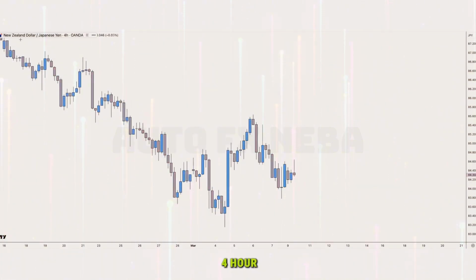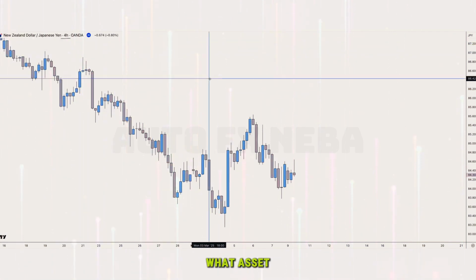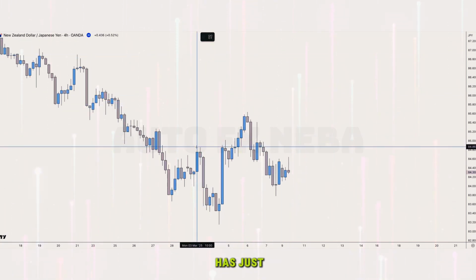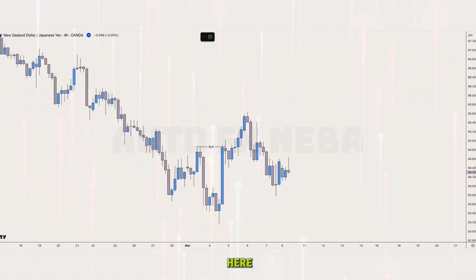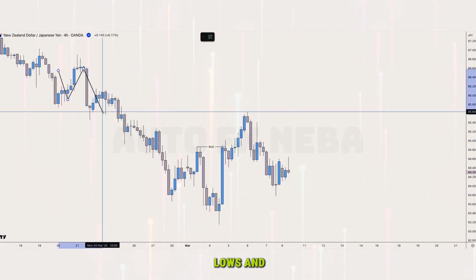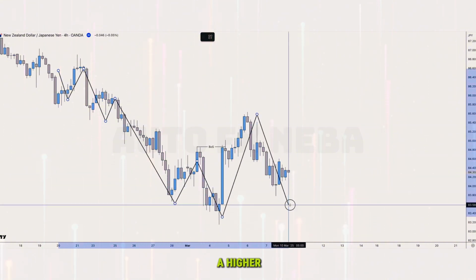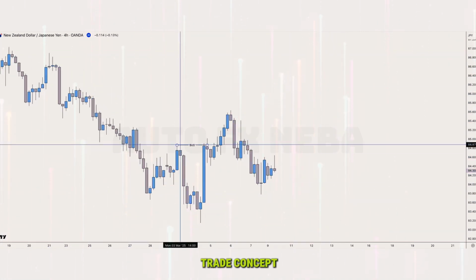This is the 4-hour time frame. It's NZD JPY. It really doesn't matter what asset you're trading. This works across all of them. We're looking at a market which has just shifted in trend direction. So we see a break of structure here, which has taken us from lower lows and lower highs into higher highs and hopefully a higher low for us to take a trade from. All right, so that's the basic trade concept.